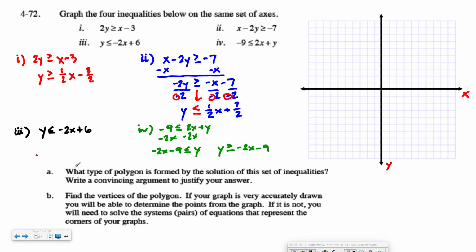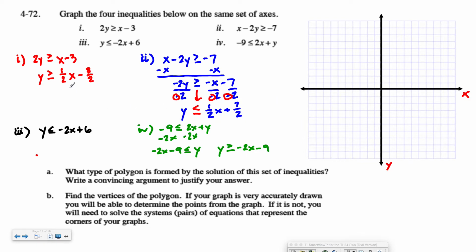Well, now comes the part where we're going to graph each of these. It says, and then we're going to look at the question, what type of polygon is formed by the solution of this set of inequalities? Write a convincing argument to justify your answer. So let's go ahead and graph them first. First thing we're going to do is just treat them like they're lines. They are all linear, and then we'll talk about the inequality symbols.